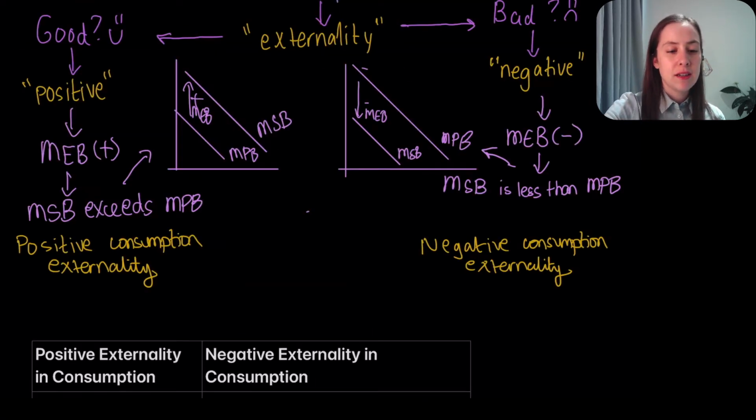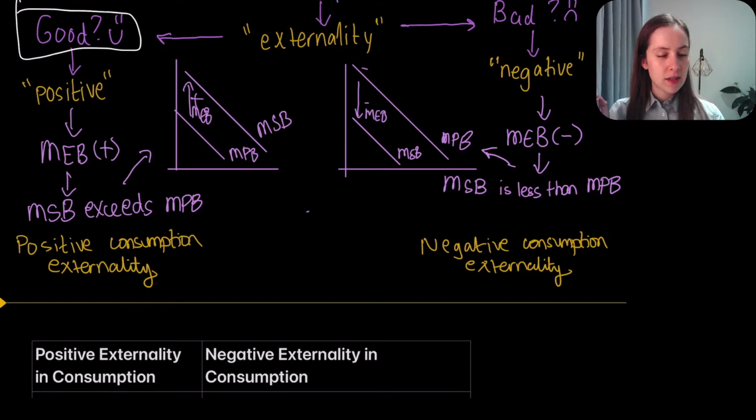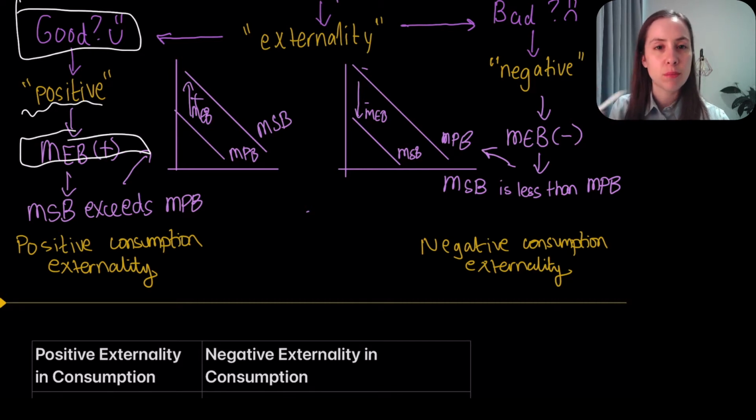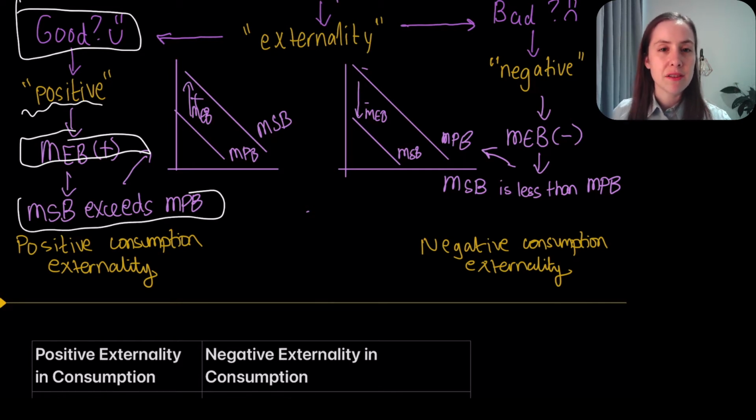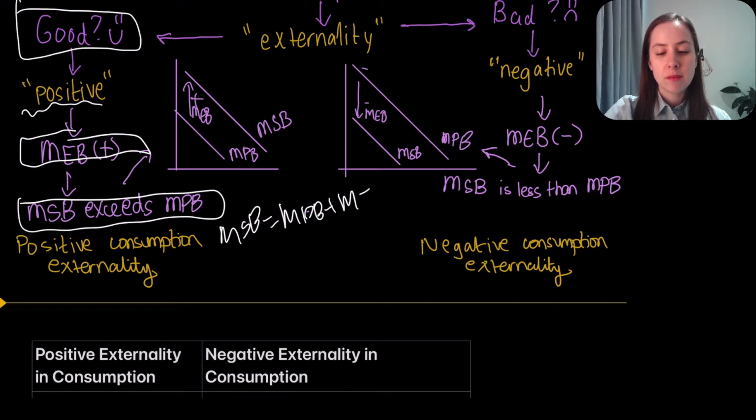If you have an impact on third parties that it's good, you want to use the word positive. You're having a positive impact on third parties, so you're adding benefits onto third parties, right? So you have an MEB that's a positive number. Because of that, remember that equation, MSB equals MPB plus MEB? That's going to mean that your MSB is going to be higher than your MPB, remember? MSB equals MPB plus MEB. This thing being a positive means that your MSB is higher than your MPB.